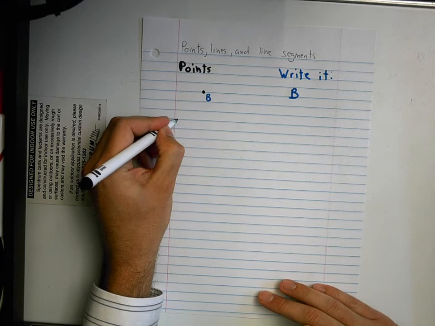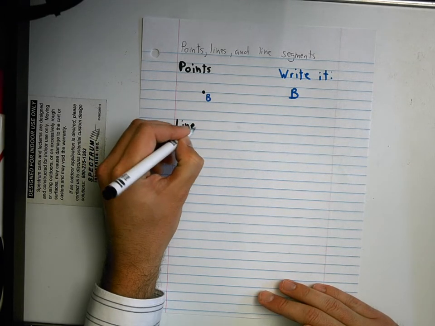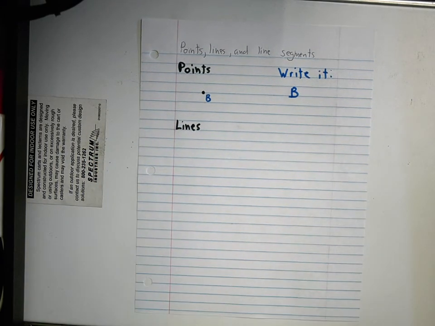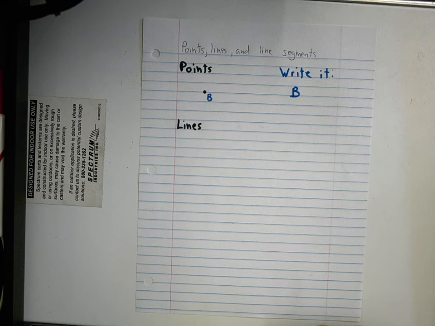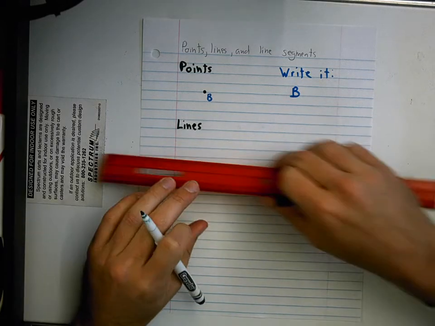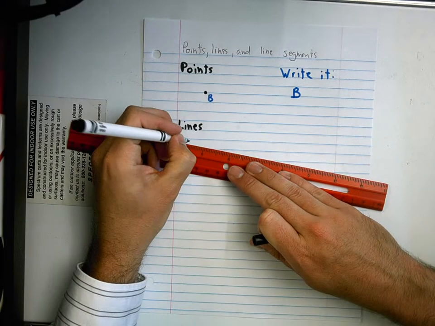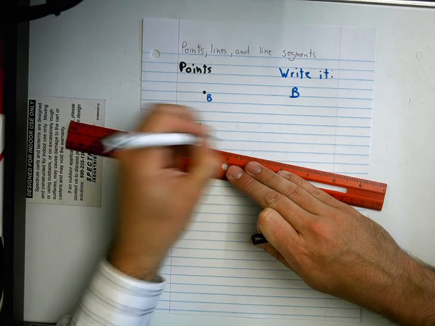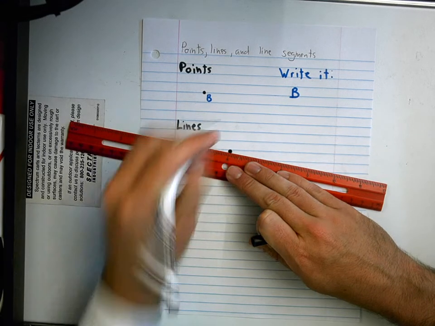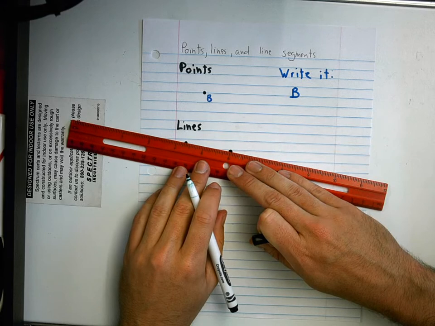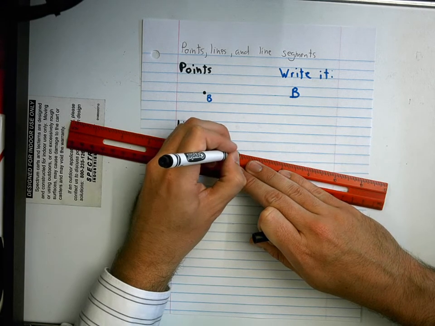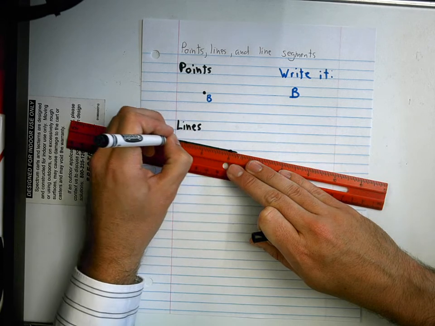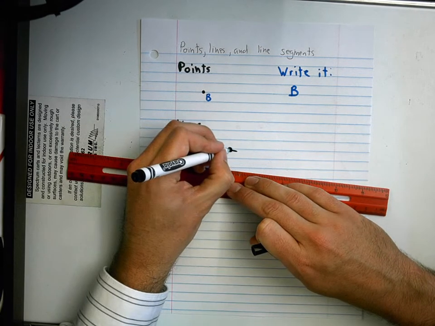Next are lines. Lines have at least 2 points. But guess what? Let me use my ruler to make sure it's straight. The thing with lines is they don't stop. Okay. They keep going in both directions. Okay, I'm going to make this point a little bigger.